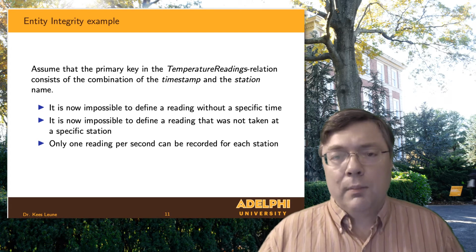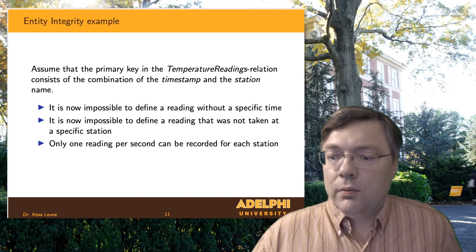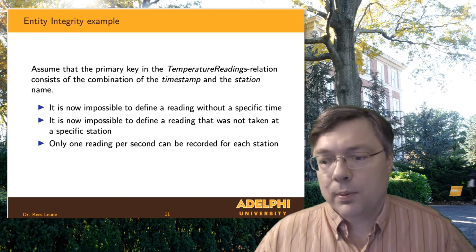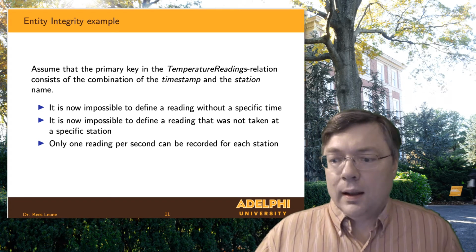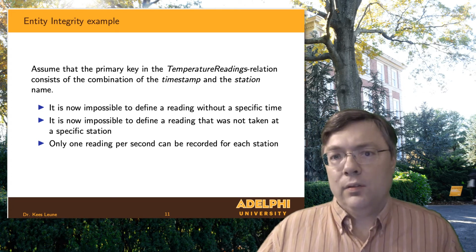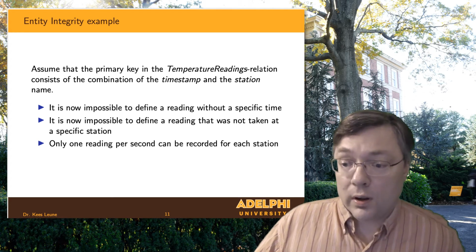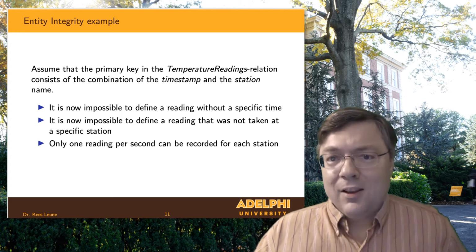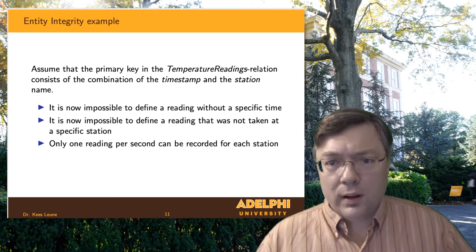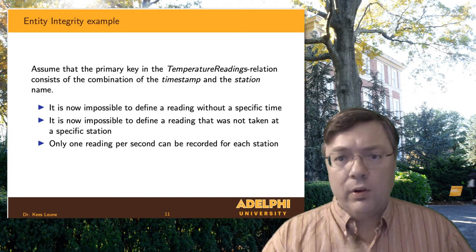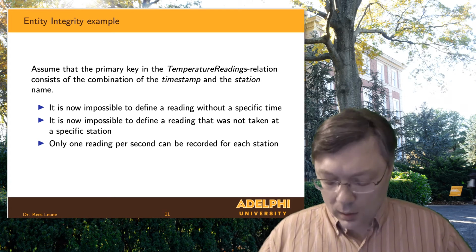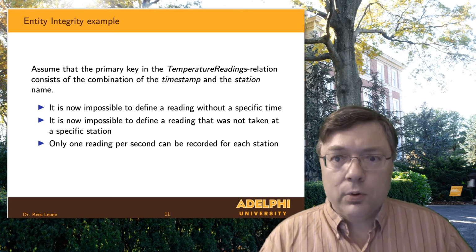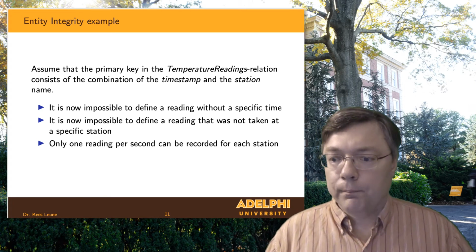Example again, the primary key in the temperature readings relation is the combination of timestamp and station name. It means that I can now not define any readings that don't have a known time or a known location, but it also means that at a specific time and a specific location, the combination of those two, I only can record one reading. Choosing a primary key is important, but you have to be careful when doing it.